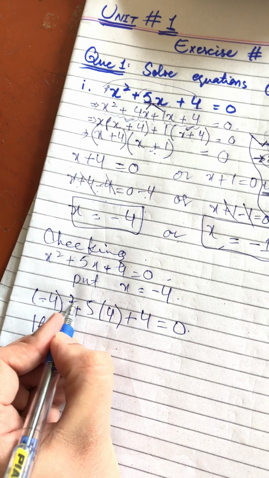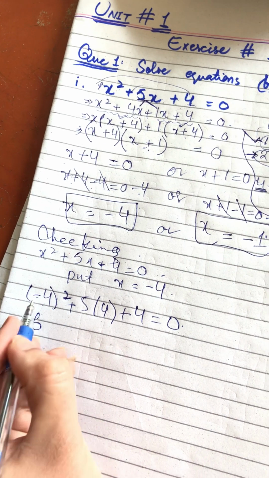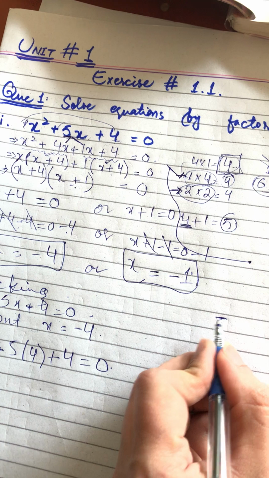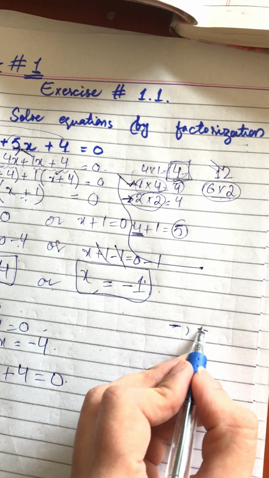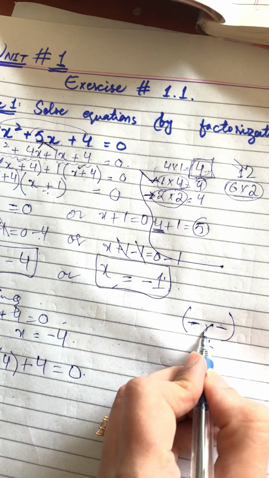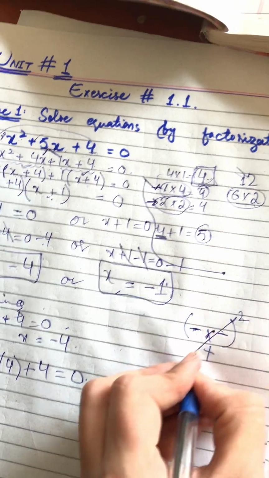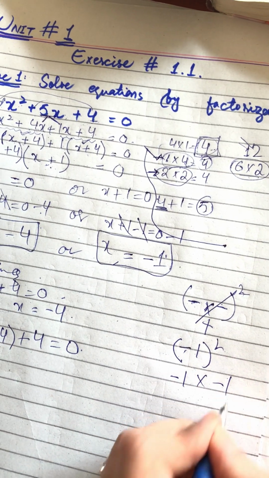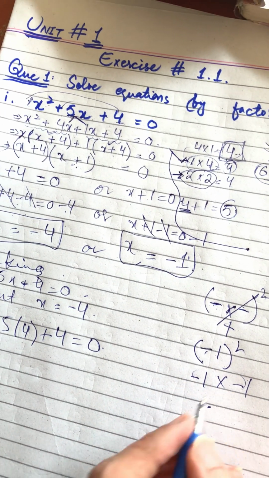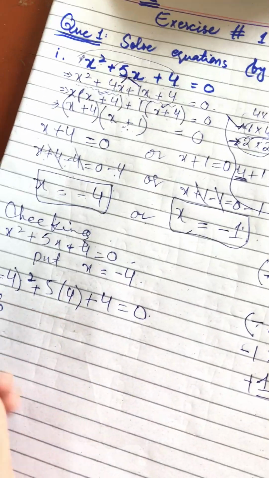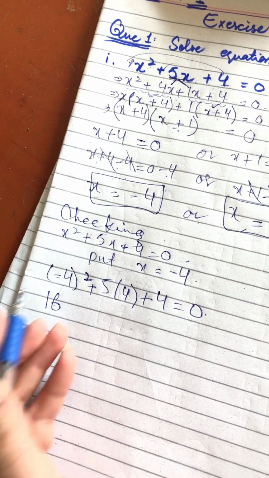And the minus sign will be converted into plus. Why? Because the power is even. When the power is even, the negative sign is converted into positive. How? You can see that minus multiplied by minus gives us plus. Minus 1 squared means minus 1 multiplied by minus 1, so minus minus will be multiplied and we get positive 1. So here also we will write plus 16.